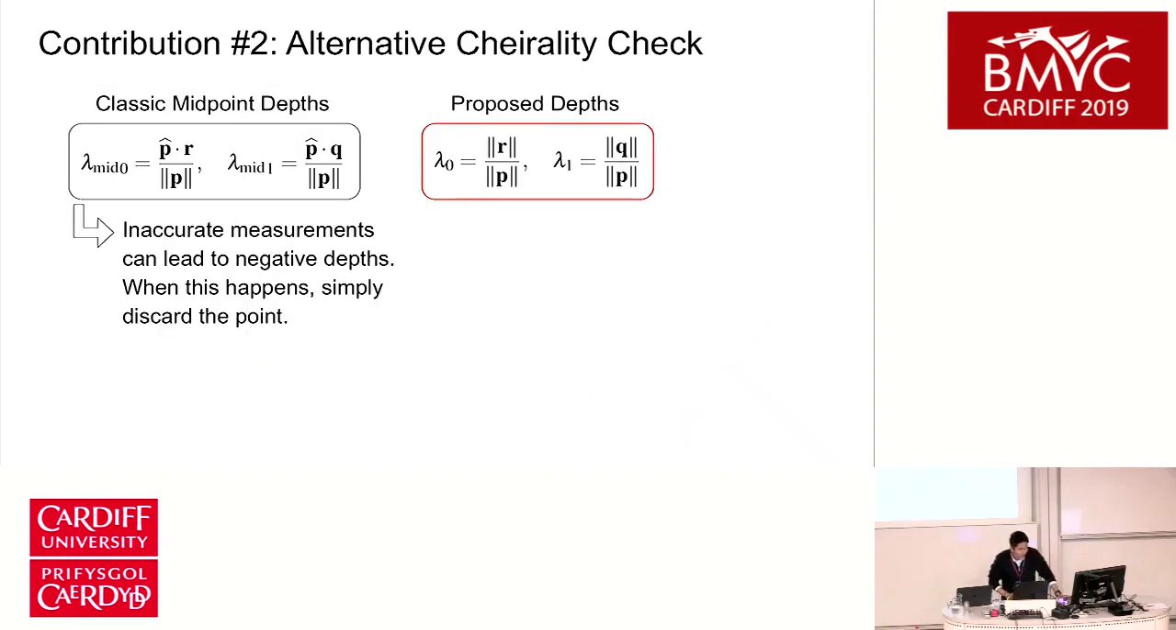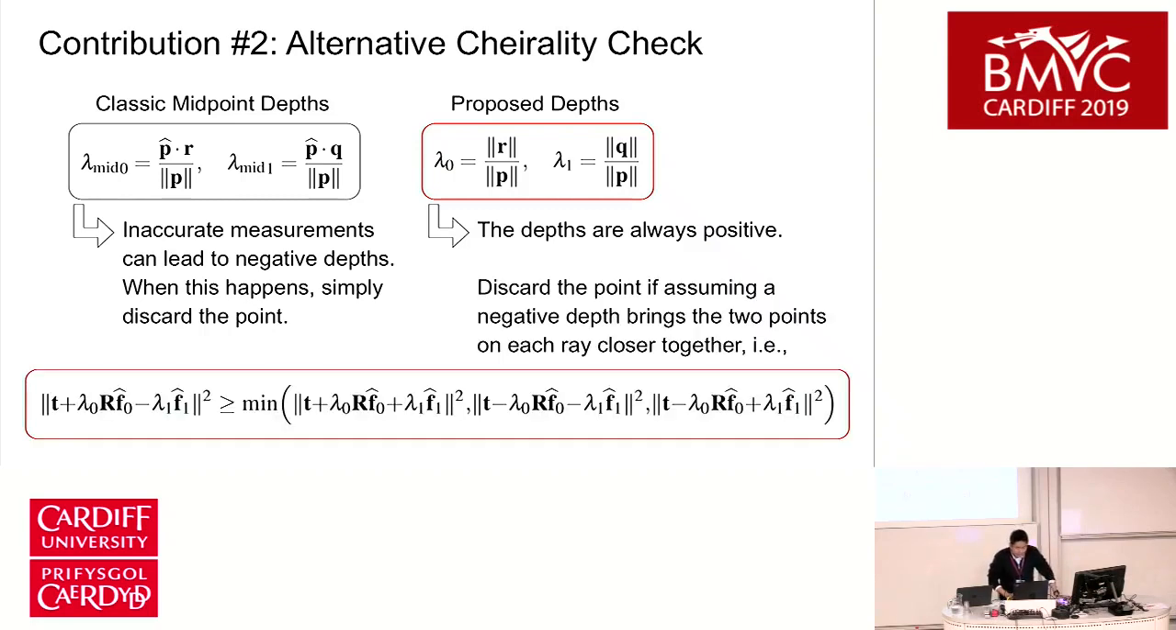Our second contribution is that we propose an alternative chirality check. In the classic midpoint method, inaccurate measurements can sometimes lead to negative depths, and when this happens, we can simply discard the point. On the other hand, in our method, the depths are always positive, so we cannot use the standard chirality check. So as an alternative, we propose to discard the point if assuming a negative depth brings the 2 points on each ray closer together. And this condition is given by the equation here.